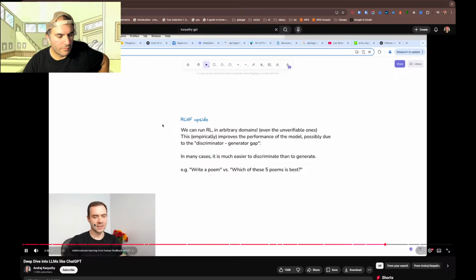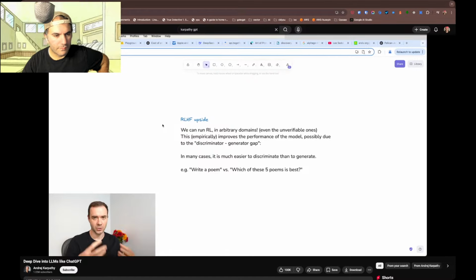The first thing is that this allows us to run reinforcement learning, which we know is an incredibly powerful set of techniques, and it allows us to do it in arbitrary domains, including the ones that are unverifiable. So things like summarization and poem writing, joke writing, or any other creative writing really, in domains outside of math and code, etc.